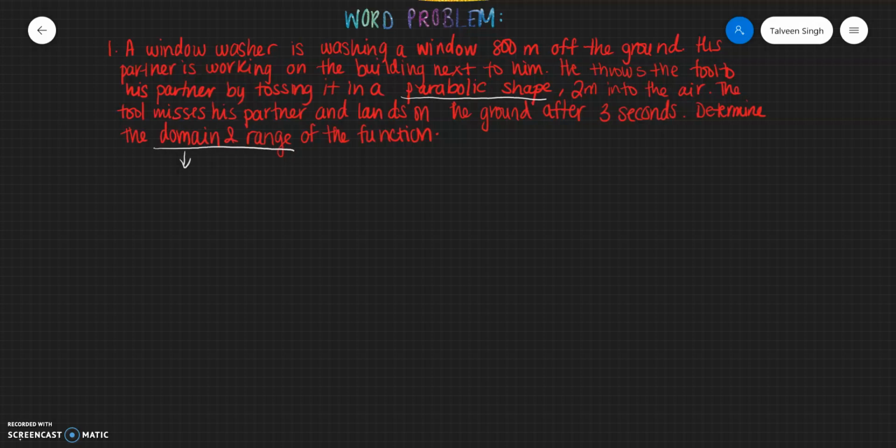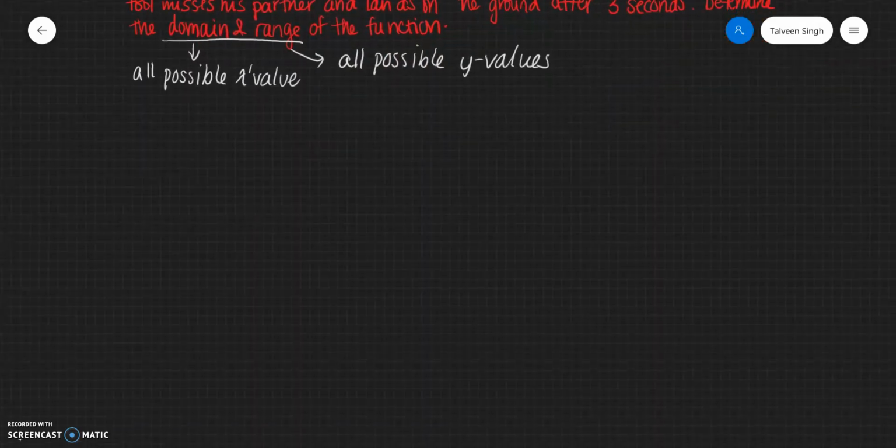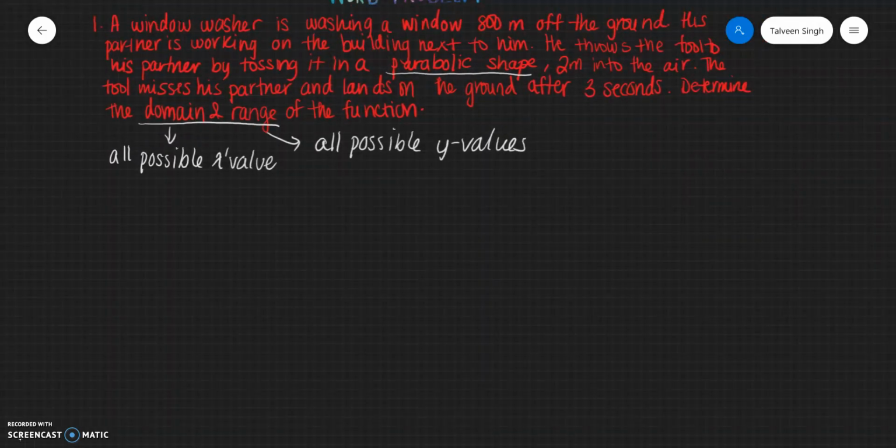That means we're looking for all possible x values as well as all possible y values. Okay, so first things first, when you're given a problem like this, I like to draw it out. So I like to make myself a little mini diagram.